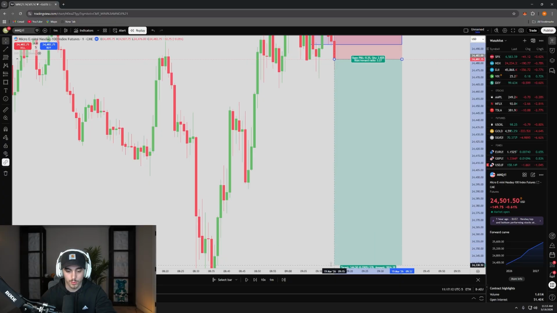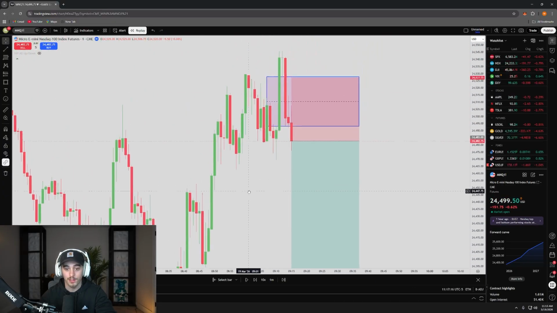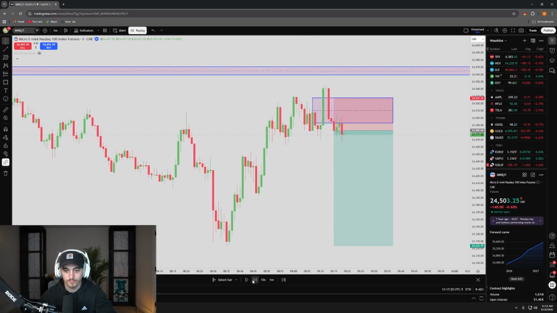I think we were targeting full TP was the low of the day. I think TP1 would have been right here. And we went BE really aggressive on this. I'll show you where we went BE.